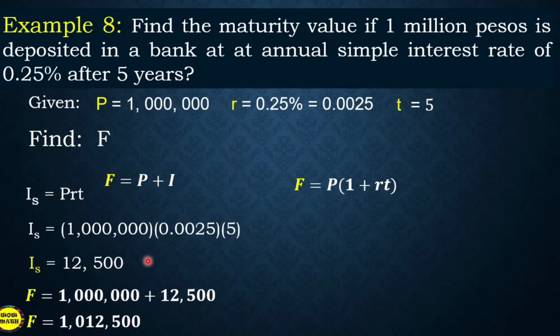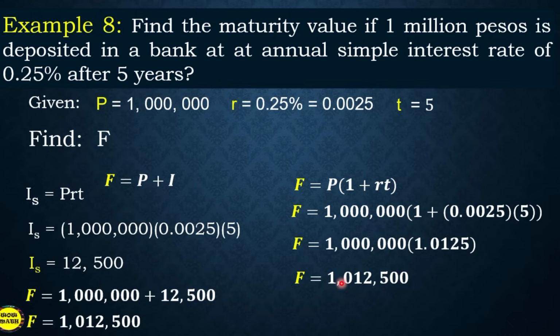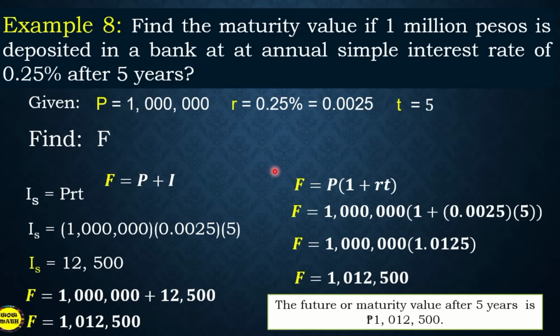Sa pangalawang method, using this formula, P times the quantity of 1 plus RT. So, substitute lang din natin to. And that is 1 million times 1 plus yung R natin 0.0025 times 5. So itong multiplication muna ang unahin bago nyo i-add kay 1. So that will become 1.0125 times 1 million. The answer is 1,012,500. So pareho lang sila. So nasa inyo kung ano sa tingin nyo ang mas madali. So therefore, after 5 years, yung 1 million niya na dineposit sa bank, magkano na? The future or maturity value after 5 years is 1,012,500.